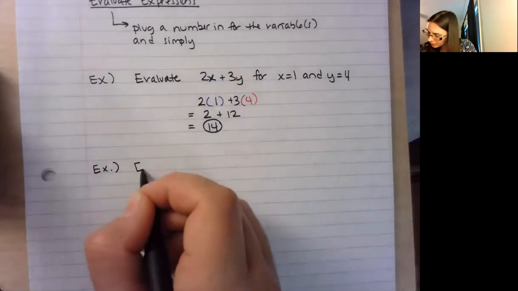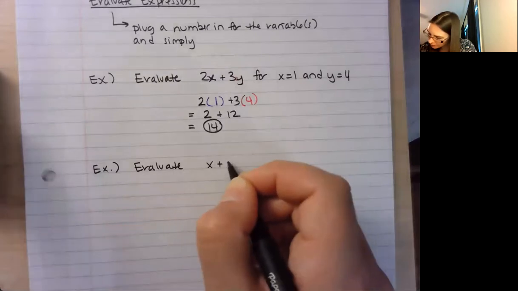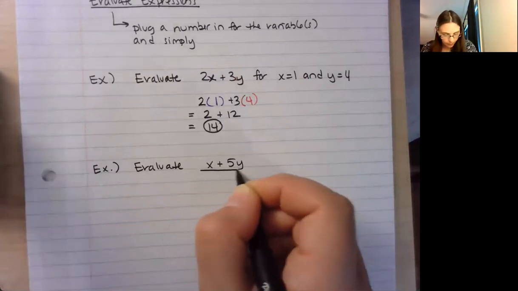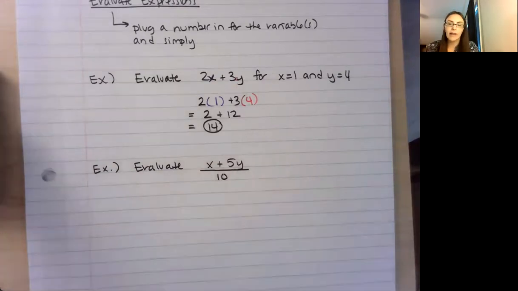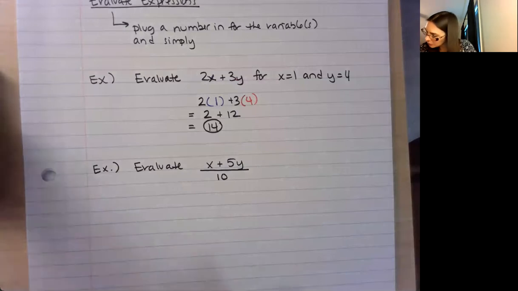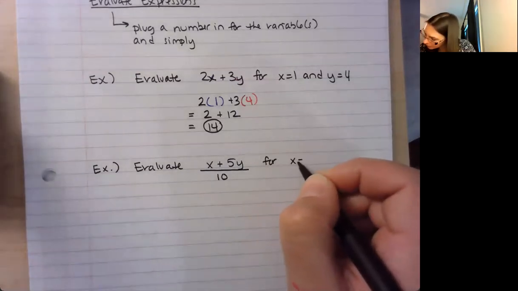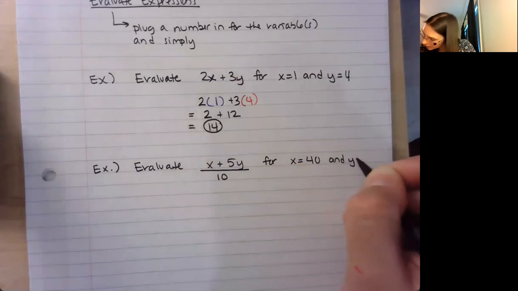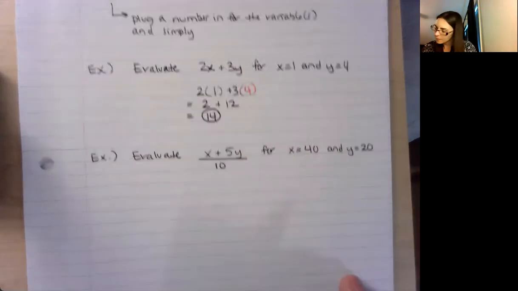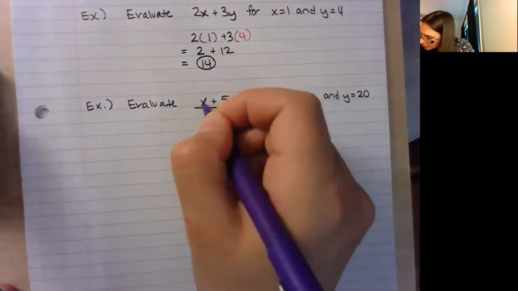Let's evaluate x plus 5y over 10. And let's use x equals 40 and y equals 20. So I'm going to just replace my values. So when I see my x, I'm going to replace it with 40.